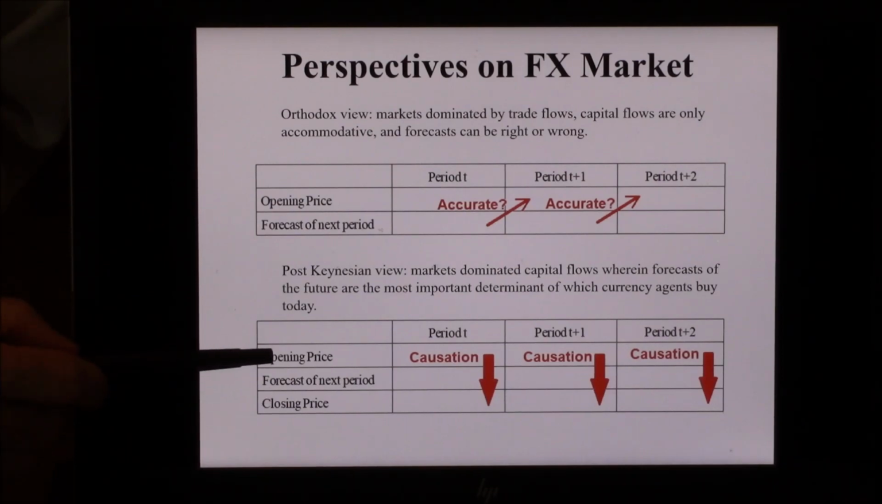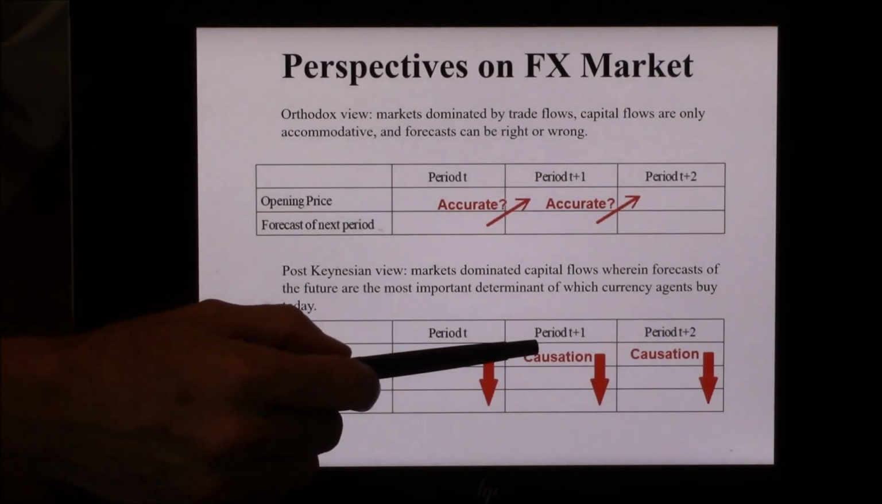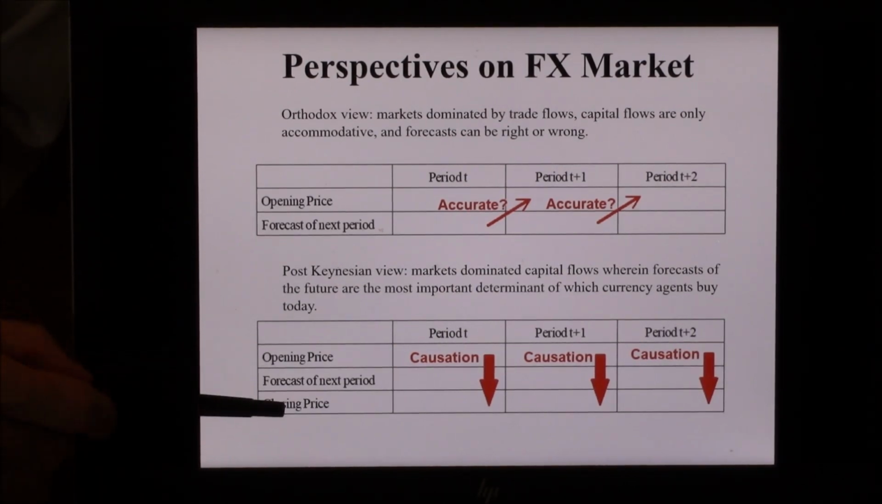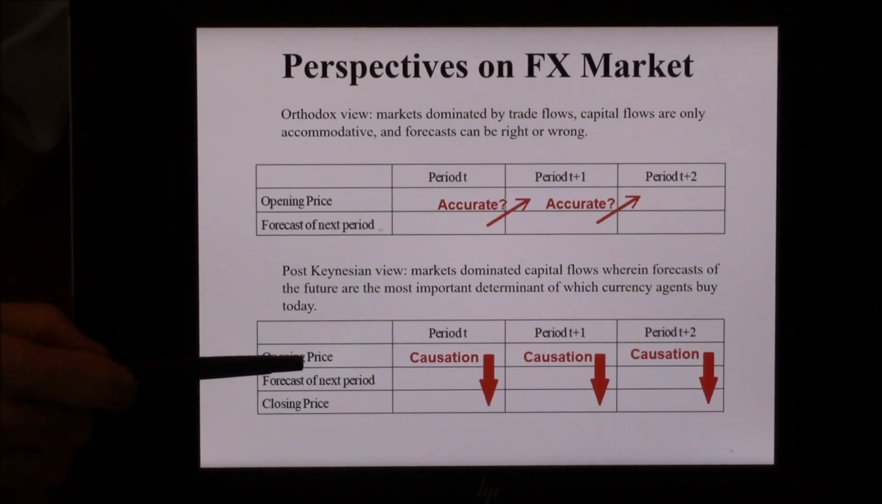So, for example, at the opening bell, the euro is worth $1. But you think the euro is going to be worth $1.10 by period T plus 1. It's going to appreciate. So you immediately buy the euro. So the euro goes from $1, not necessarily all the way to $1.10, because you might not have complete confidence in your forecast. But nevertheless, it's going to go from.